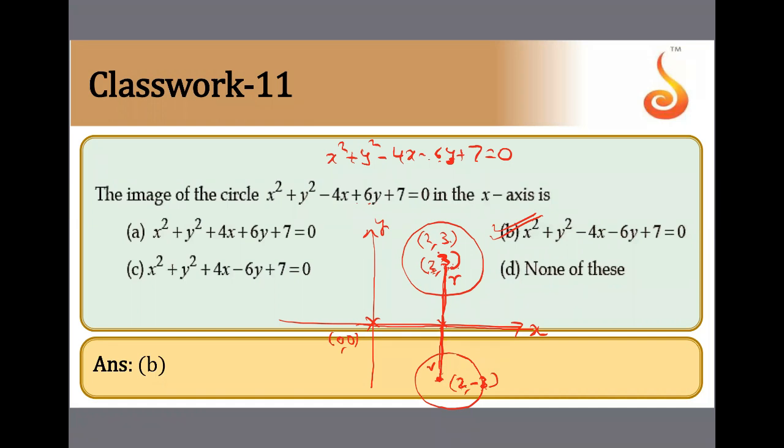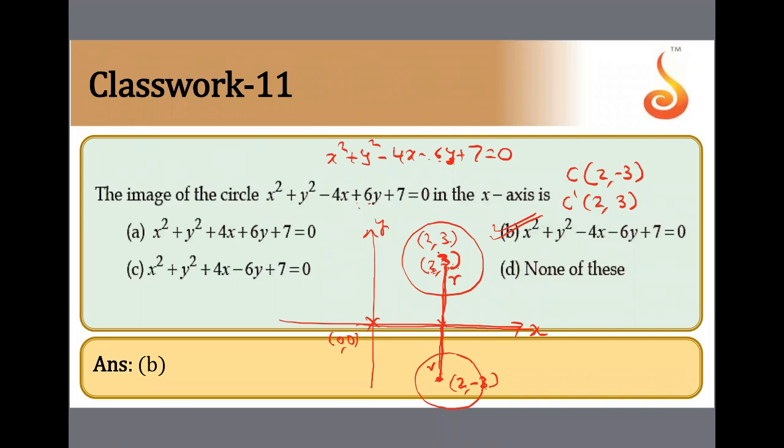So plus 6y will become minus 6y. Okay, how? Right? Next one. How? It's simple. What are the coordinates of the center given? The center is given as (2, -3). The image of this, C dash, will be (2, 3). The center becomes (2, 3).